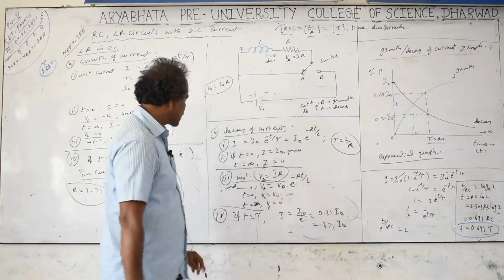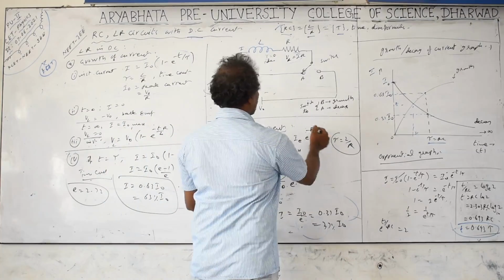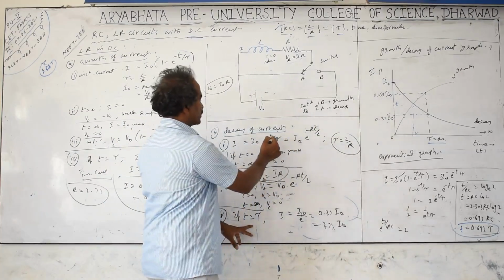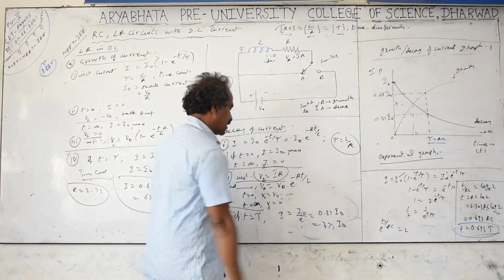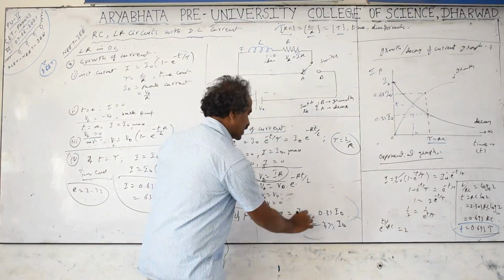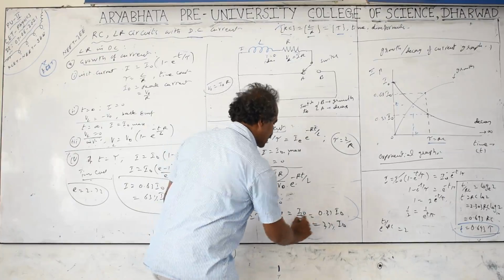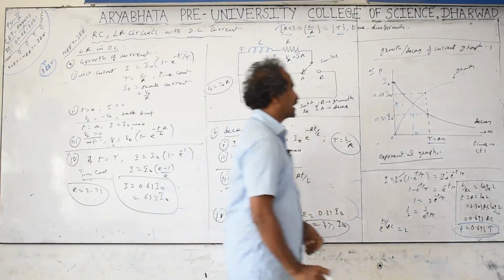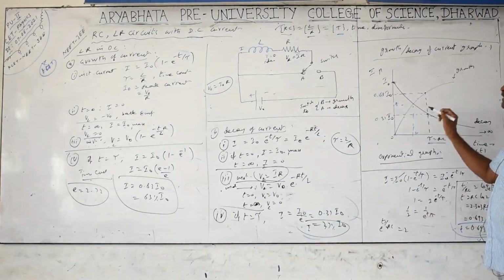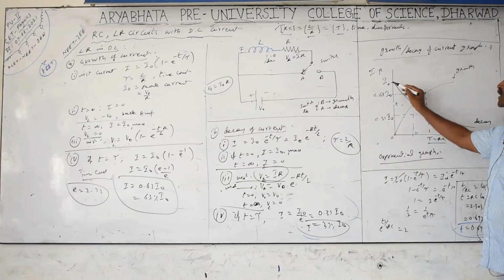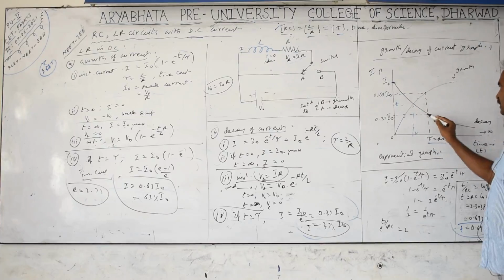Time constant for decay cases: when time t equals tau, the exponent becomes e to the power of minus 1. So I equals I naught into e to the power of minus 1, which means I naught by e. E is 2.7, so on substitution you will get I equal to 0.37 times I naught, or 37% of I naught, for the decay of the current. That means the time constant for the decay is defined as the time taken by the current to decrease from maximum to 37% of the maximum current.